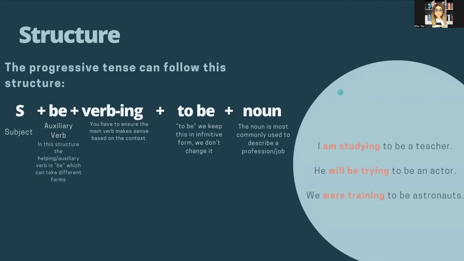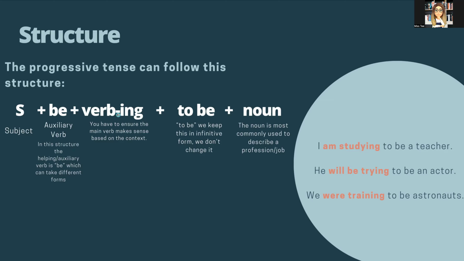Here's another structure that we commonly use. The progressive tense can follow the structure subject plus be plus the verb ing plus to be plus a noun. So this can be even more tricky because now you have be and be again, just like in the last structure that we looked at. So our auxiliary verb, exact same thing. You're going to use am, is, are, was, were, will be, any of these. And it's always going to take the form that depends on the subject and depends on the tense that you're trying to talk in. And so it doesn't sound as strange.